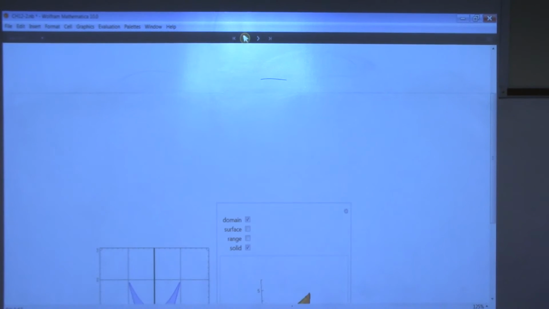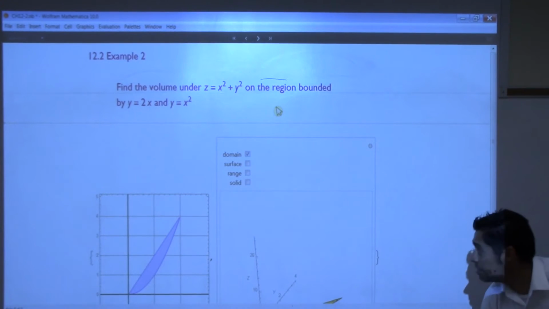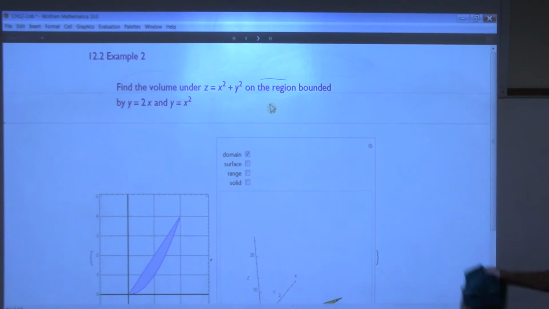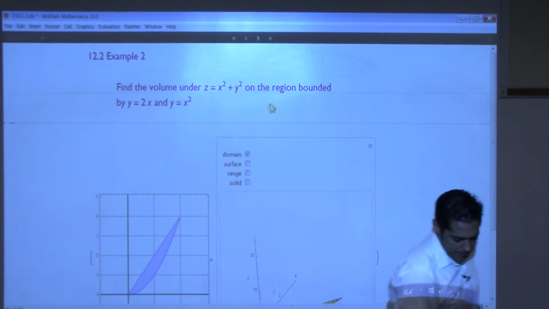All right, cool. Is this different? Yeah. But those aren't the same two curves. Okay. So let's just look at this one.